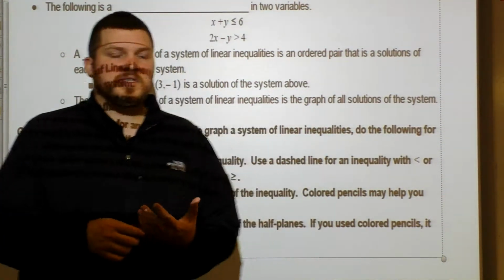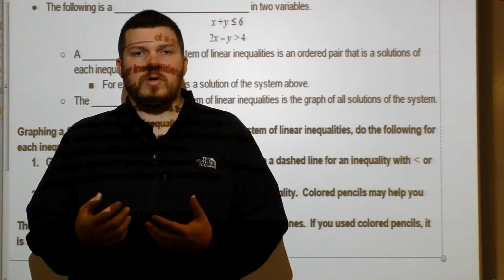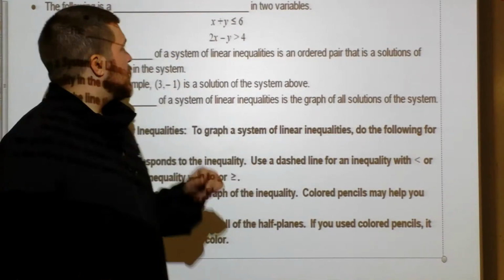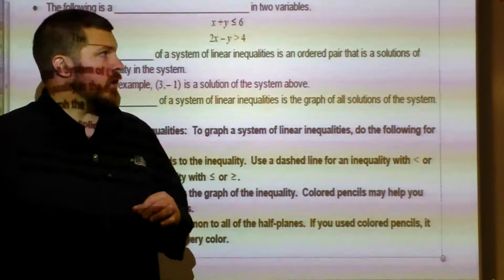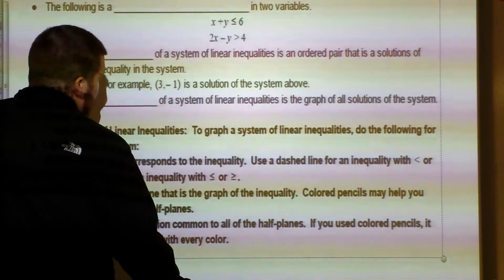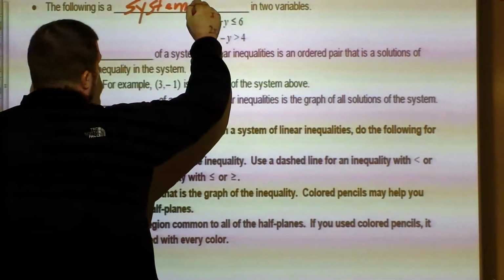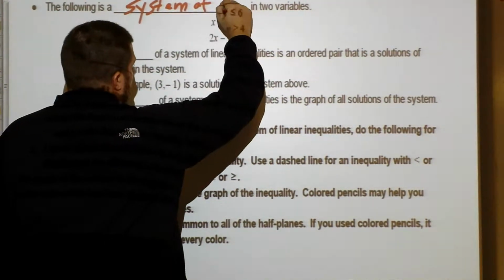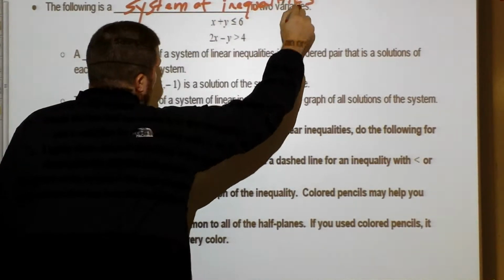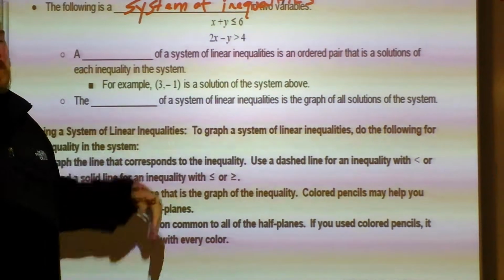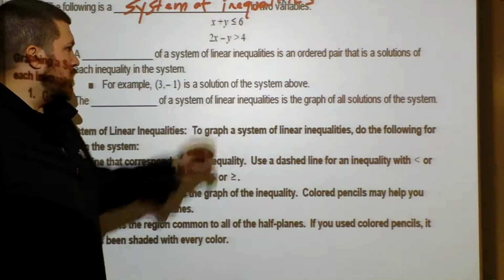Alright, so this is the second part of our video series on graphing inequalities in two variables. In this particular video, we're talking about systems of inequalities. So, the following is a system of inequalities in two variables. This is an example, okay? I mean, obviously there's lots of different systems out there. Here's one for you to look at.